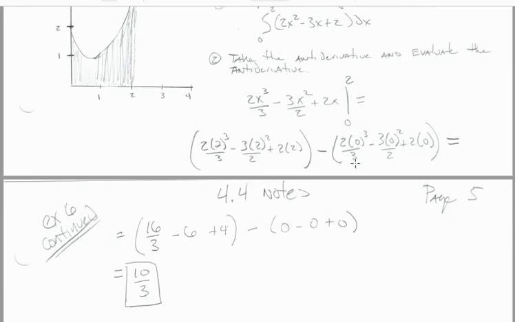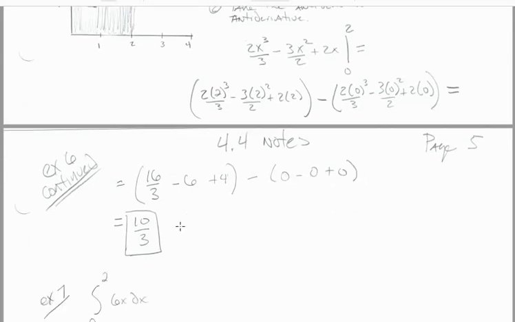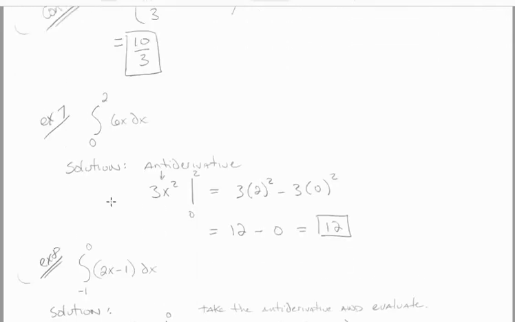Okay, this should be starting to become a little easier for you. Notice that when we get to plug in 0, most of the time, unless it's a trig function, that right hand side is going to go away. So substituting in 2, we get 16/3 minus 6, plus 4 there, and then substituting in 0, all these terms become 0, so it's minus 0. So when you combine these terms, we're going to end up with 10/3. Alright, just doing some more practice on some basic integrals here.